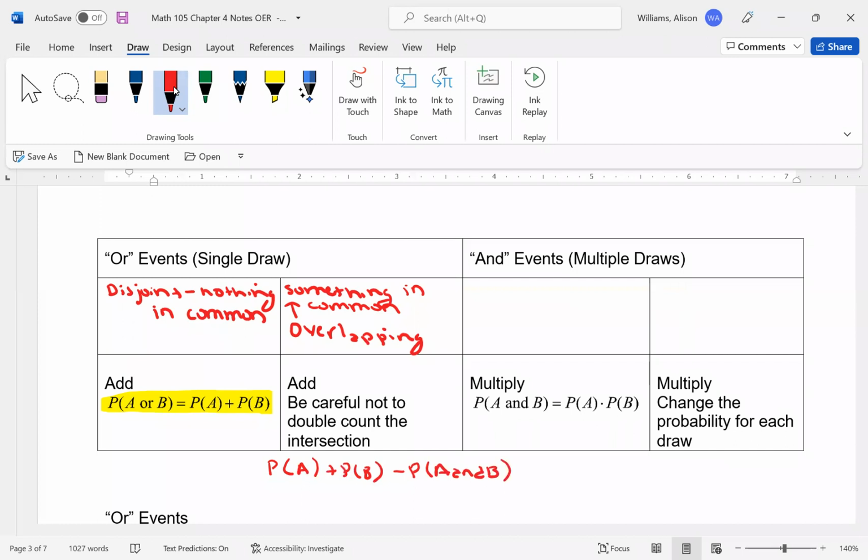Okay, so then AND events, that's when we're talking about drawing multiple items. And there are 2 scenarios here. The first is independent events. Oops, it's going to get weird on me again. I don't know why that's floating up there. That's so weird. Okay, let's try it.